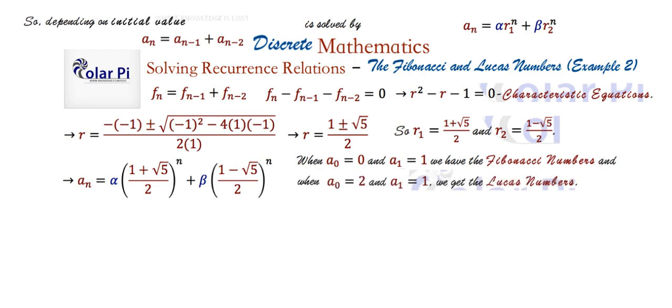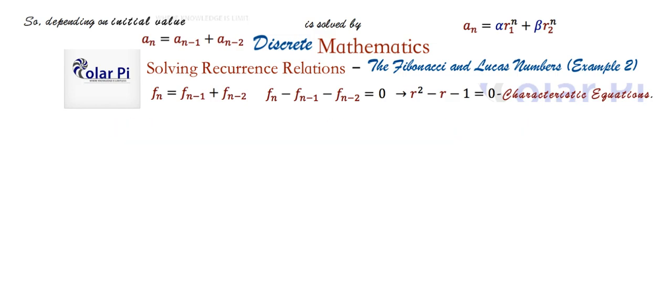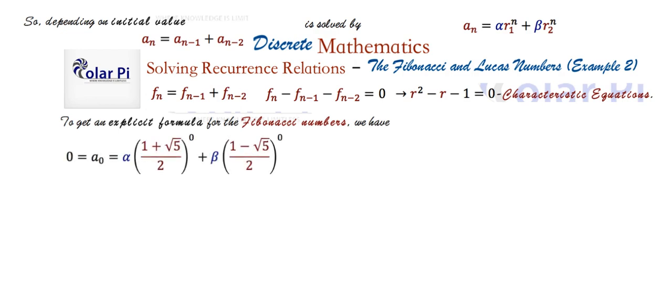And for the Lucas numbers, like we said, the only difference between the Fibonacci numbers and the Lucas numbers is the start. And so a0 for the Lucas numbers is 2 and a1 is 1. So with this, let's recall our 2 roots, or you could rewind. To get an explicit formula for the Fibonacci numbers, like I said, we just have to solve for alpha and beta using the initial conditions.